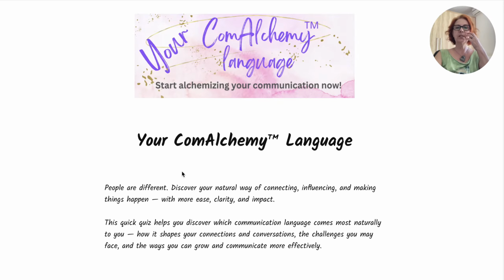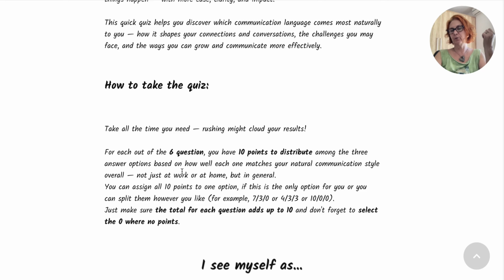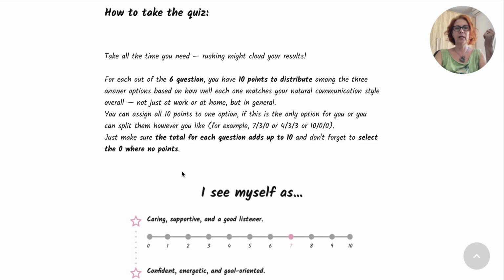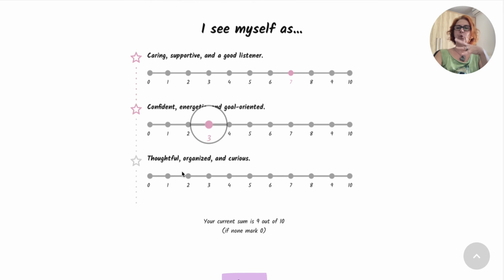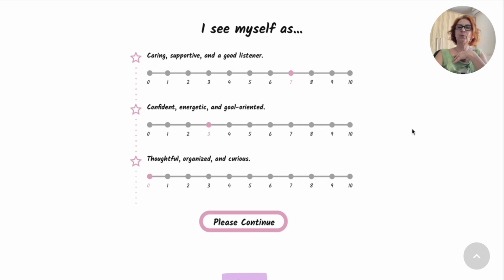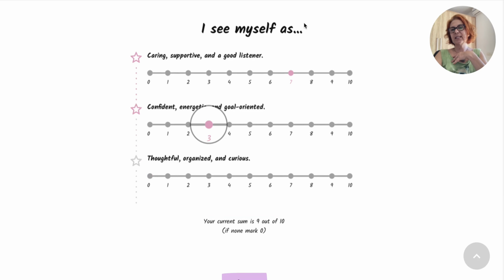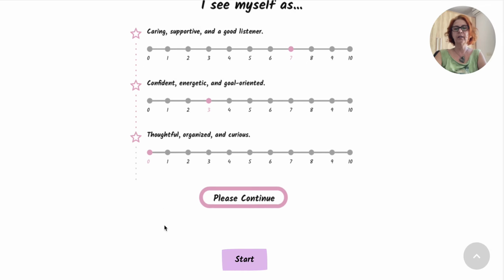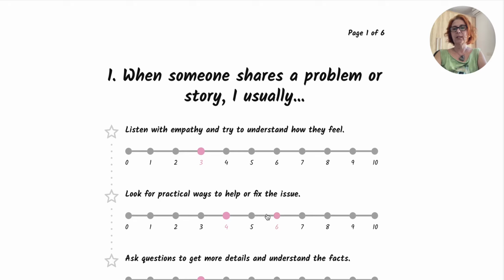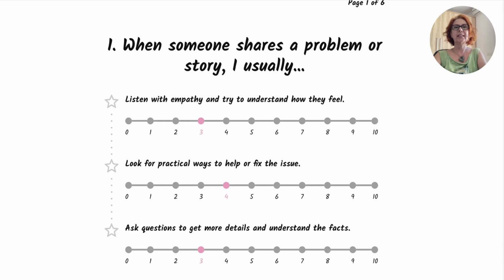This is the intro to the quiz, the first page. I'm doing it on desktop, but of course it looks just as good on mobile as well. And this is an example before respondents start the quiz. This is the example that they can see. So: I see myself as, and now we distribute 10 points among those three options. In this case, 7 for the first option, 3 points for the second option, and 0 points for the third option. So let's start the quiz, but I want to explain a little bit more about it before we go through the quiz so you can see how it looks in real life when you go ahead and do it.